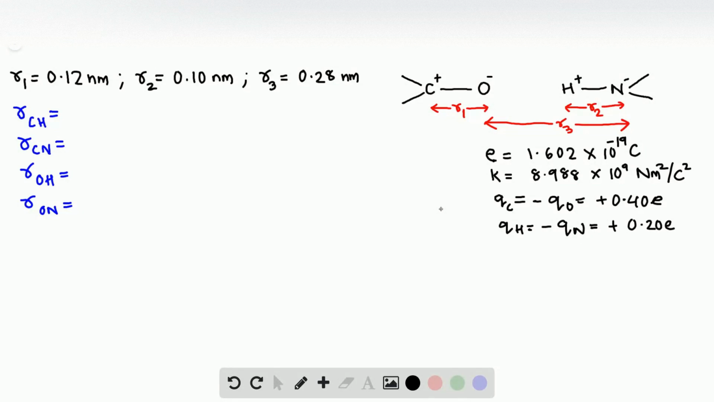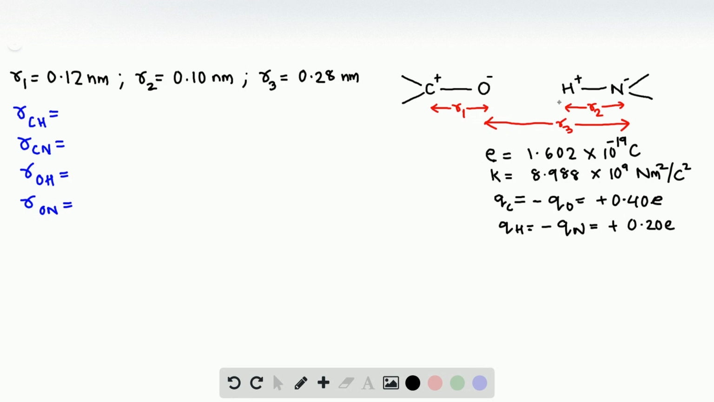So in this question, we have to estimate the net force between the CO group and the HN group, where the charges on C and O are plus minus 0.4 e, and the H and N have charges plus minus 0.2 e, where e is the charge on an electron and k here is the Coulomb constant. And here we also don't need to include the internal forces between C and O and between H and N.